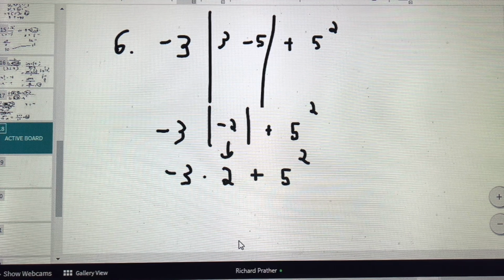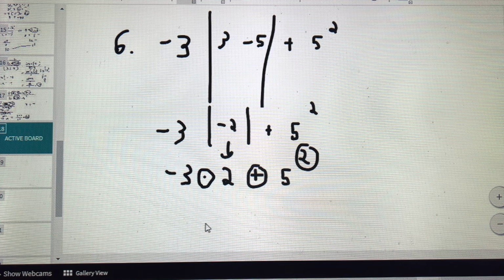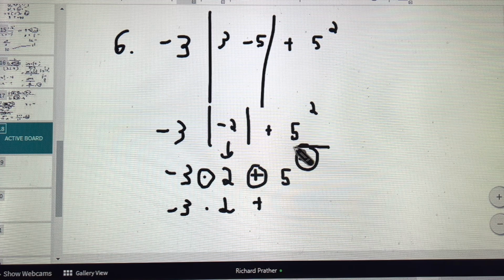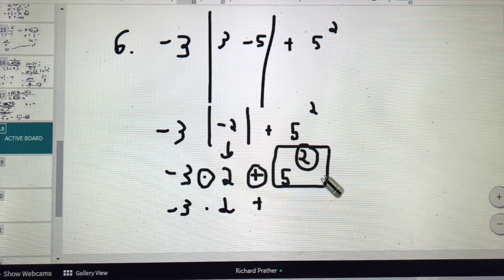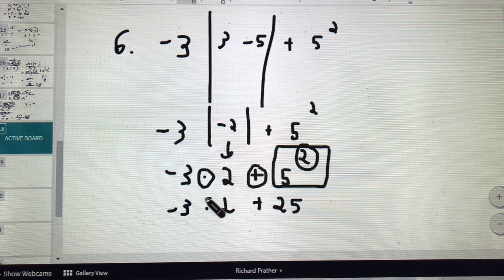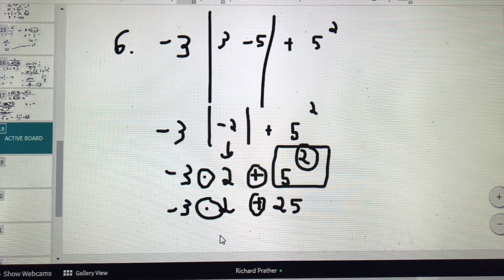So now I have 3 things left. I have a times, a plus, and a square. Got to do that exponent first. So I rewrite everything else. I want to do 5 squared next. 5 times 5 is 25. Now I decide between multiplying or adding. Multiplying wins that battle. So -3 times 2 is -6.